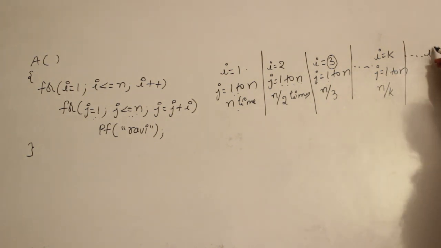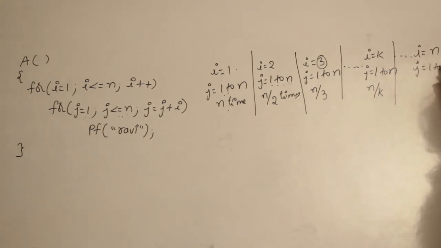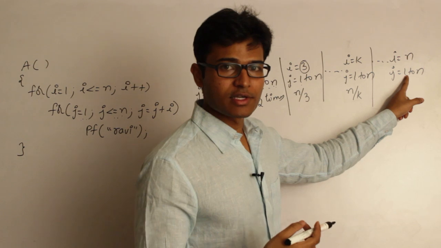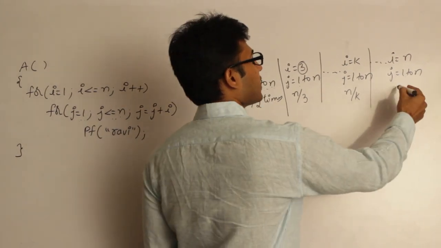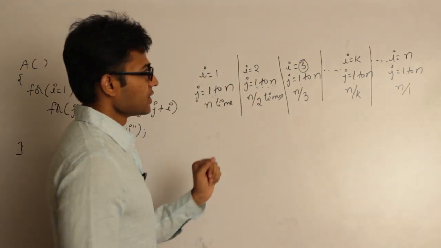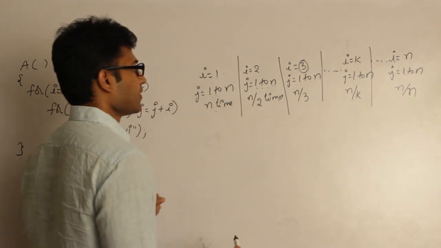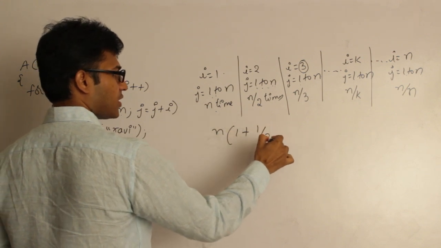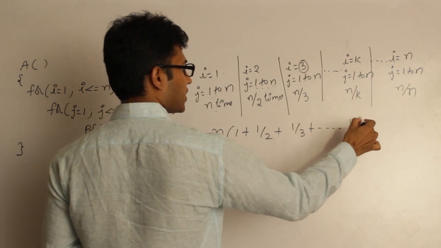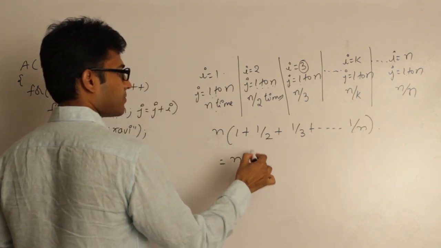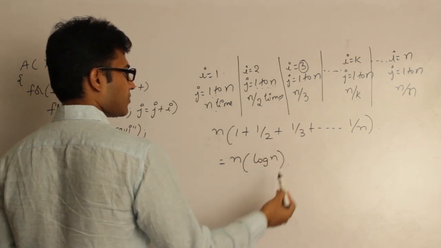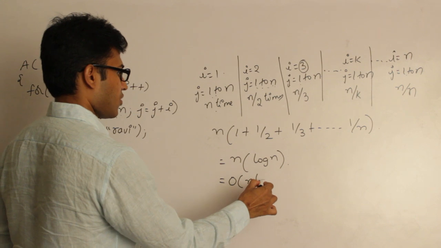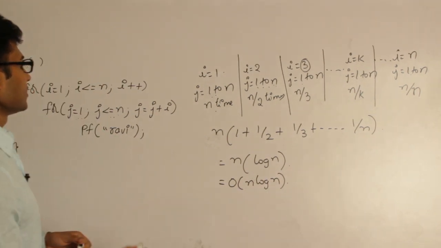And now when i equal to n, then j will run from 1 to n in just one step, which means the first time j value will be 1, and the second time j value will be n plus 1, so it will only get executed one time, right? So if you see this, the total number of times this printf will be printed is n into 1 plus 1 by 2 plus 1 by 3 plus so on plus 1 by n. This is nothing but the log n definition. So log n is nothing but 1 plus 1 by 2 plus 1 by 3 plus so on plus 1 by n. Therefore it is equal to order of n log n. So that is the execution time of this.